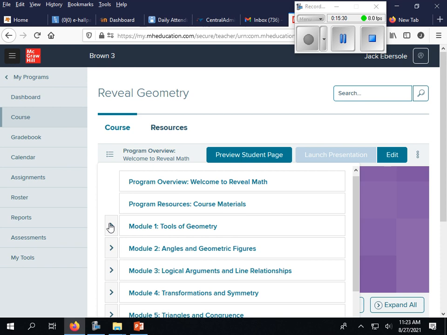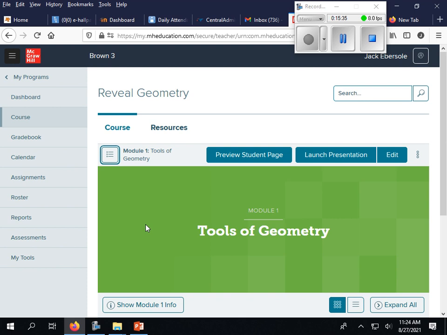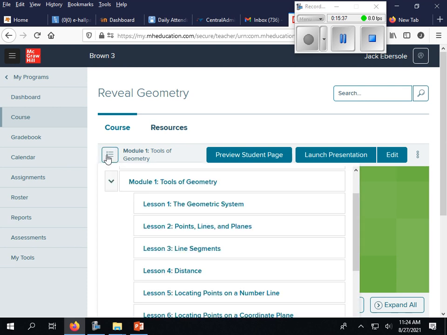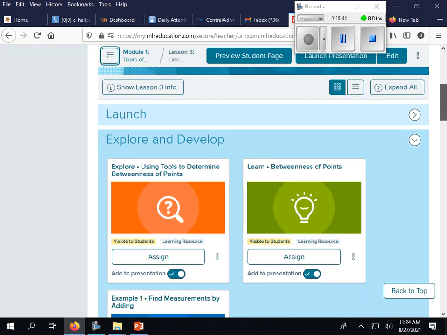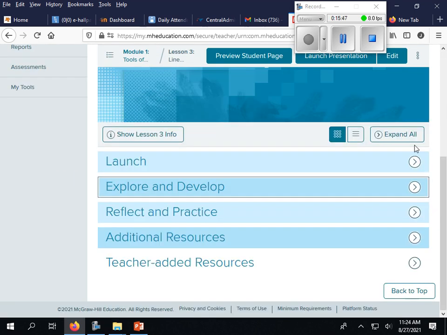Does that look right? We want module 1, which is chapter 1. Once we're in the module, we click this box again. We're on lesson 3. Module 1, lesson 3. And then it looks something like that. Everybody find that page? Yes, no, maybe? Everybody with me? Oh, yours is already clicked down.